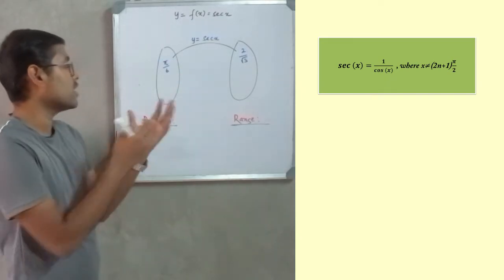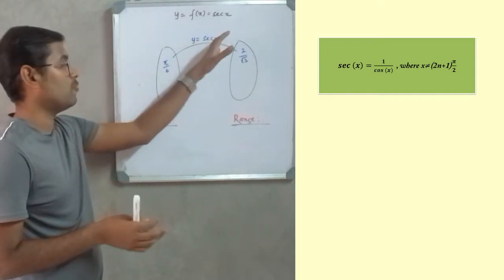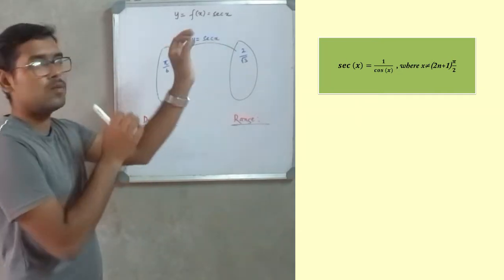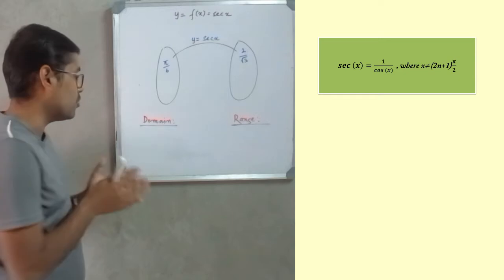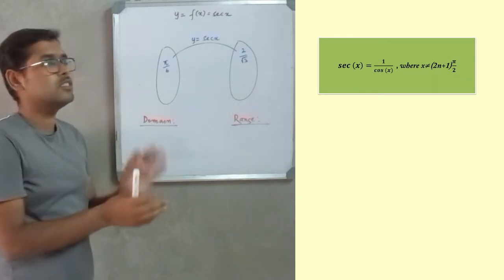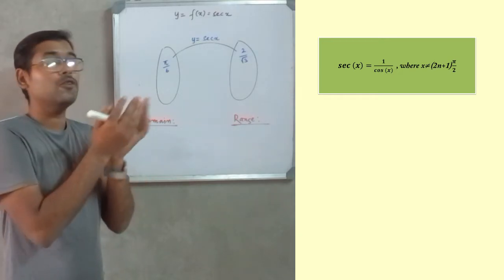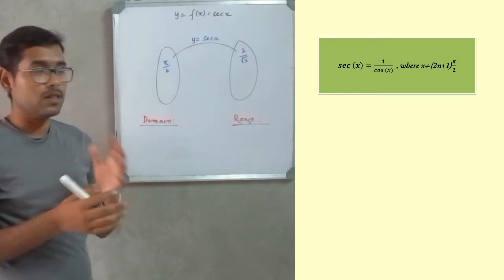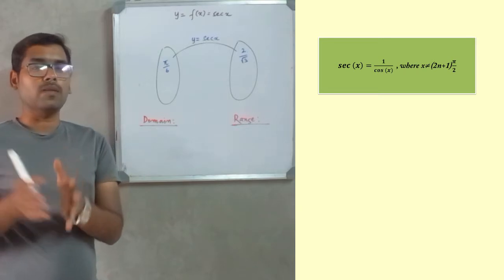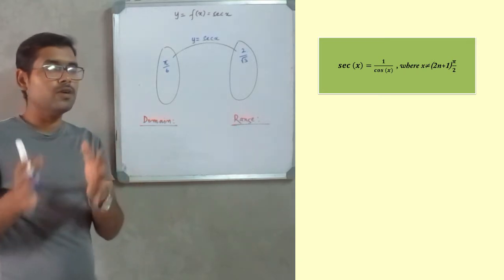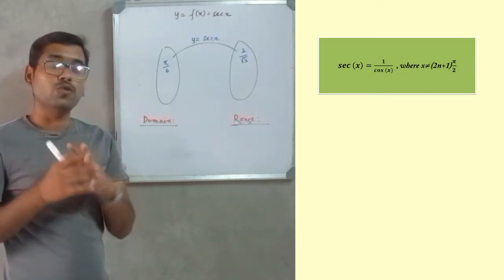So the domain of sec x is basically the set of all the values of x for which the function 1 by cos x is defined. Guys, from our previous discussions, we know that cos x is 0 whenever the value of x is an odd integral multiple of pi by 2. Or in other words, cos (2n plus 1) pi by 2 is always 0.